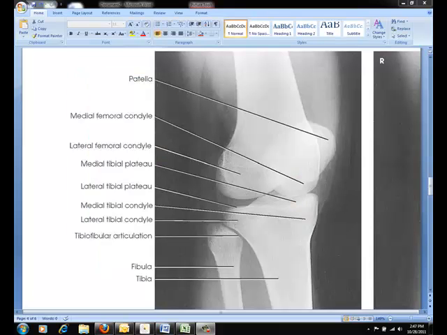The resulting image will show an AP oblique projection of the medially rotated femoral condyles. The tibia and fibula should be separated at the proximal articulation, also known as the tibiofibular articulation. Additionally, the margin of the patella should be projecting slightly beyond the medial side of the femoral condyles.